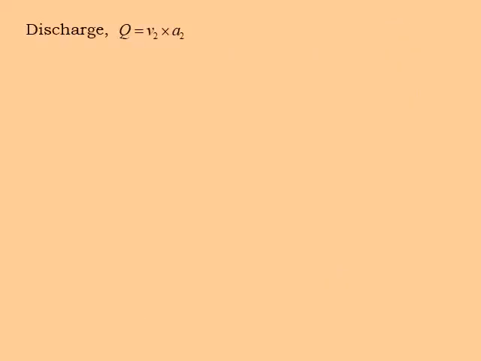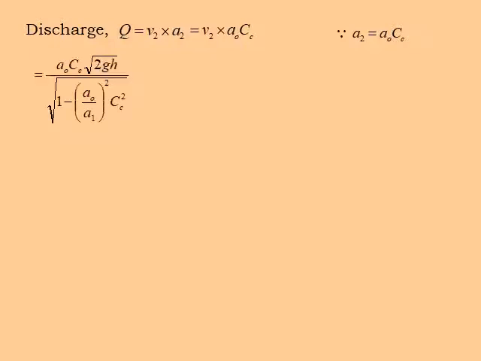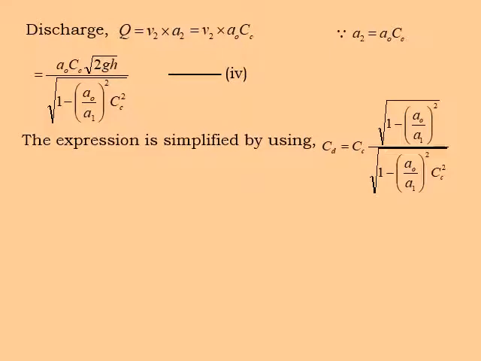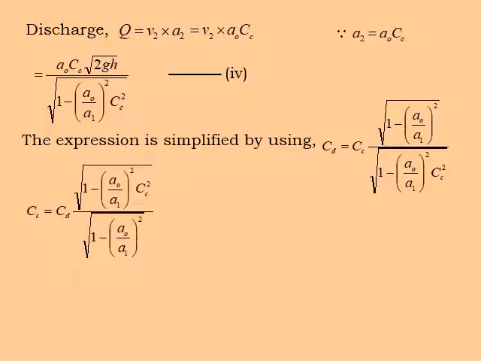Now discharge, we know, is equal to A2 into V2, or V2 into A0 into Cc, because A2 is equal to A0 into Cc. Then substituting those values gives expression number 4. The expression is simplified by using the coefficient of discharge, which is equal to Cc into square root of 1 minus A0 by A1 whole square by square root of 1 minus A0 by A1 whole square into Cc square, and that is substituted here.